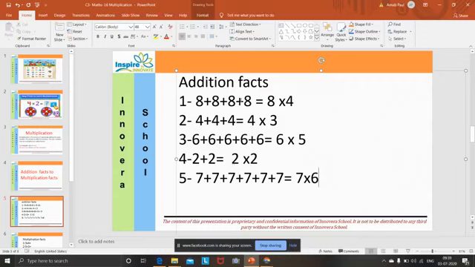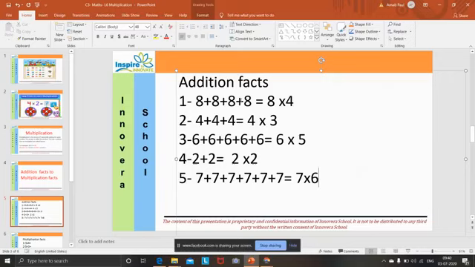Okay? In the fourth one, what are we going to do? 2 plus 2. So 2 is repeating how many times? It is repeating 2 times. So 2 multiplied by 2 we will write.